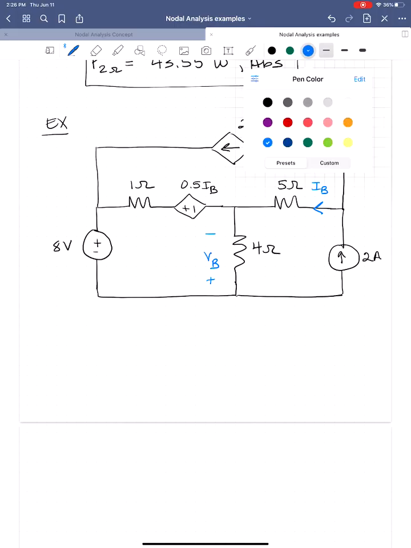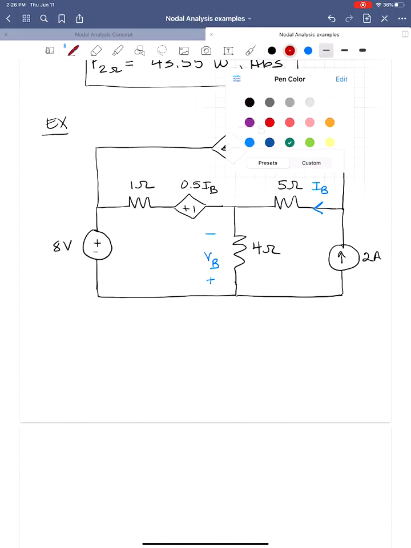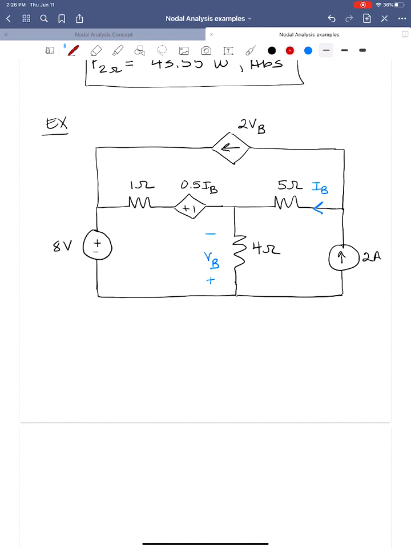Okay, so let's solve this using nodal analysis. We are going to find IB and VB. Yeah, we're just going to solve for those two. Again, I encourage you to solve for power delivered and absorbed for each one of these circuits all the way through. It's great practice and it really builds confidence, but we're just going to stop with IB and VB.